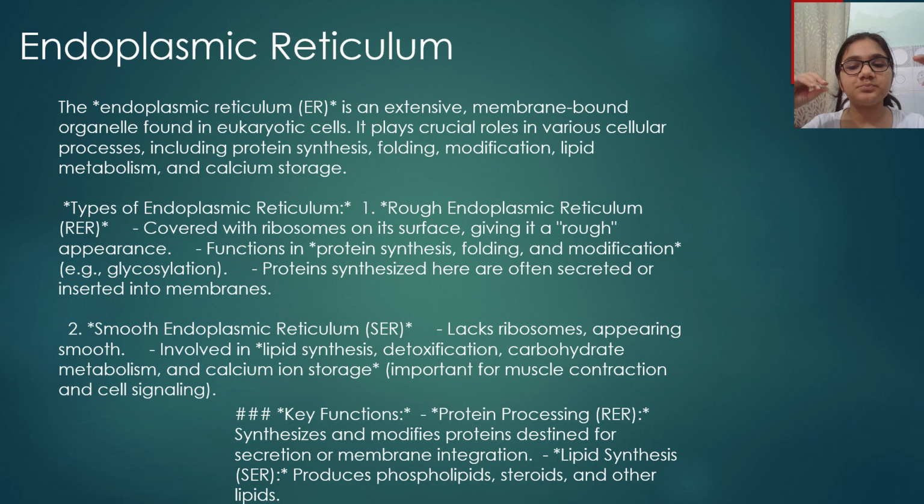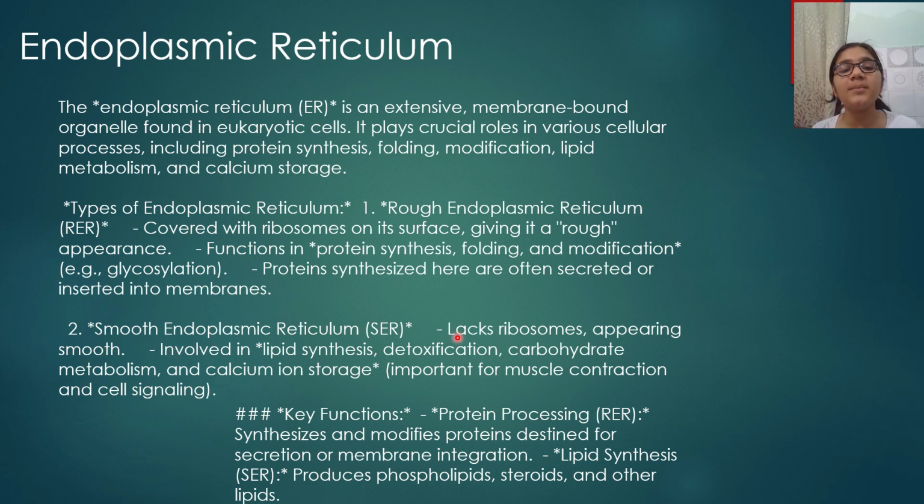If we see the RER, it is covered by the ribosome on its surface, giving it a rough appearance. Function: protein synthesis, protein बनाता है, folding and modification. Like the protein synthesized here are often secreted or inserted into the membranes. Now, if we see the second, smooth ER, ये तो किसके बारे में था? It was about the rough ER.